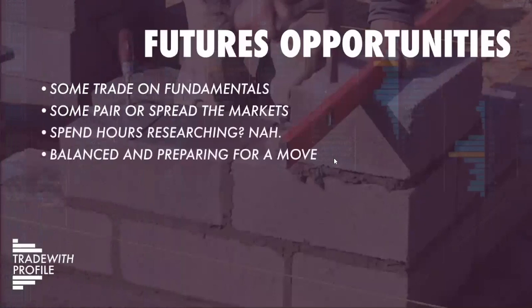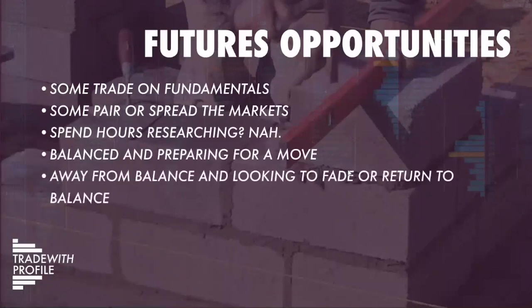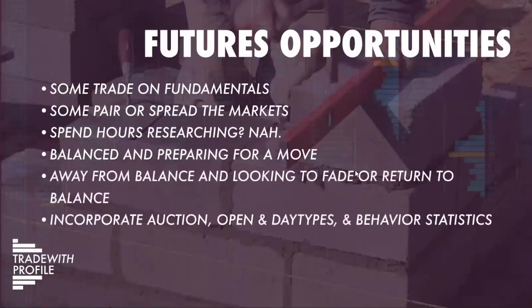I just look for markets that are balanced and preparing for a move, or that are away from balance and looking to fade or return to balance. We call this a mean reversion trade. And when I'm looking for opportunities, I'm incorporating the auction, open and day types, and behavior statistics. So, if I look at how the market opens and how that initial balance opens, it can predict what type of day I might see.